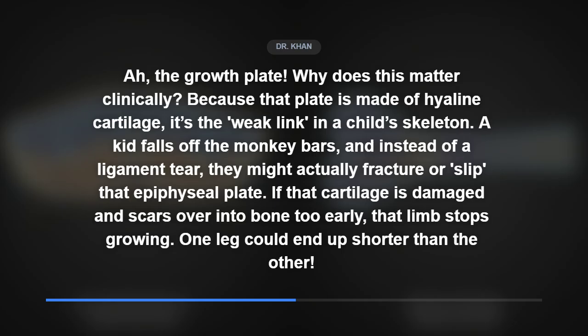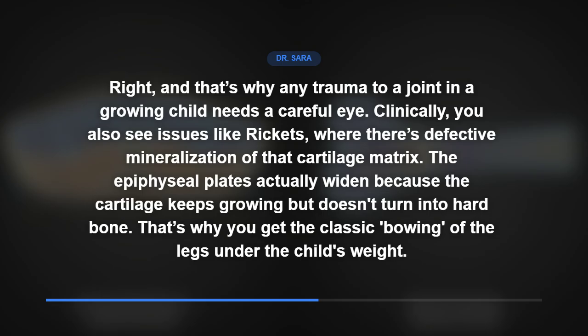Ah, the growth plate. Why does this matter clinically? Because that plate is made of hyaline cartilage, it's the weak link in a child's skeleton. A kid falls off the monkey bars, and instead of a ligament tear, they might actually fracture or slip that epiphyseal plate. If that cartilage is damaged and scars over into bone too early, that limb stops growing. One leg could end up shorter than the other. Right, and that's why any trauma to a joint in a growing child needs a careful eye.